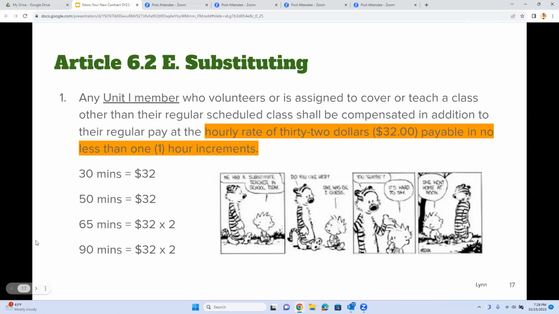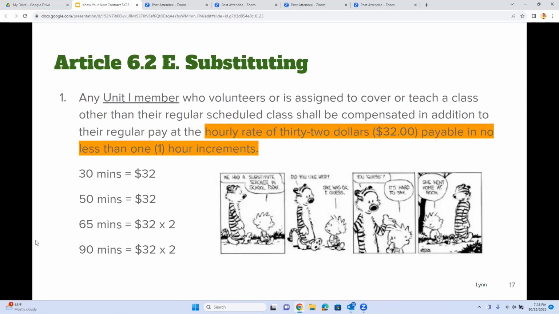Okay, so substituting. Any Unit 1 member who volunteers or is assigned to cover or teach a class other than their regular scheduled class shall be compensated in addition to their regular pay at the hourly rate of $32, payable in no less than one hour increments.